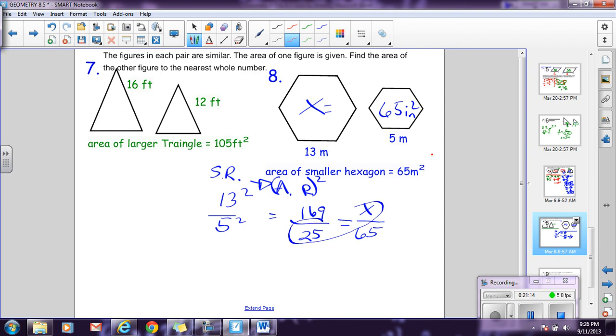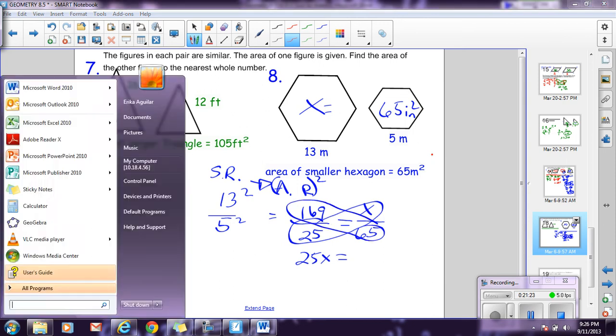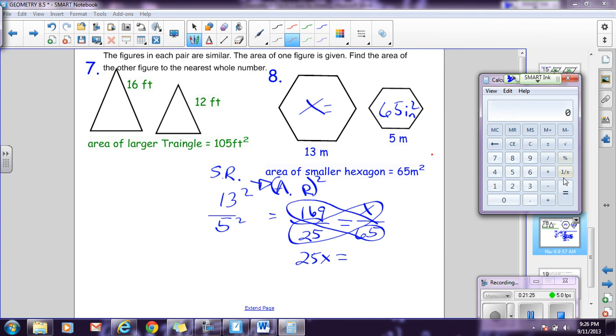This is where I'm going to use my handy dandy calculator. So 25 times x, and then 65 times 169, because it's going to be a big number here. I'm going to take out my calculator. 65 times 169. And what is that going to equal? That's going to equal 10,985.